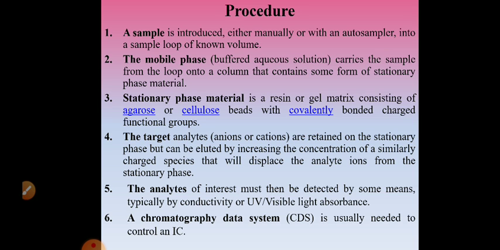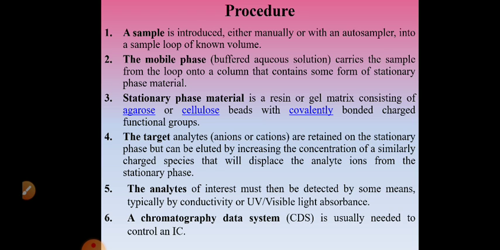Now once your stationary phase material is ready, the sample is introduced either manually or with an auto sampler into a sample loop of known volume. The mobile phase, that is the buffered aqueous solution, carries the sample from the loop into the column that contains some stationary phase. The stationary phase material varies. It may be Sepharose, Sephadex, it may be polystyrene, whatever, having charged functional groups attached with counter ions.